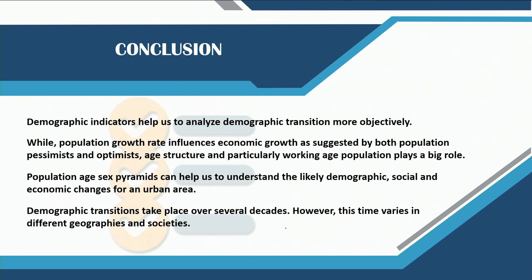And to conclude this lecture, we can say demographic indicators help us to analyze demographic transition more objectively. While population growth rate influences economic growth, as suggested by both population pessimists and optimists, age structure and particularly working age population plays a big role. Population age-sex pyramids can help us understand the likely demographic, social and economic changes for an urban area, and demographic transitions take place over several decades.